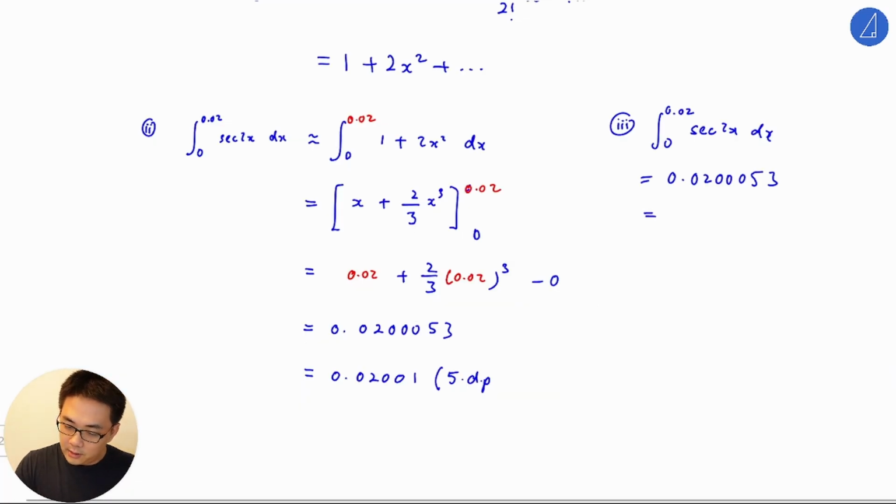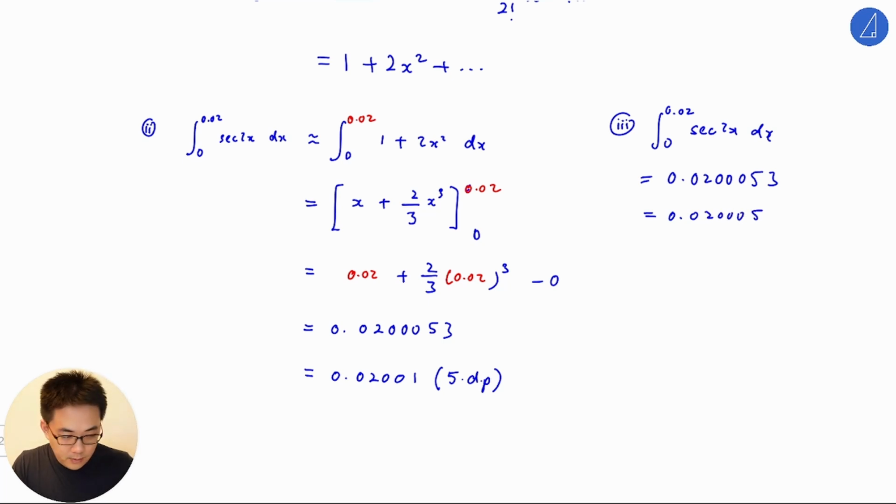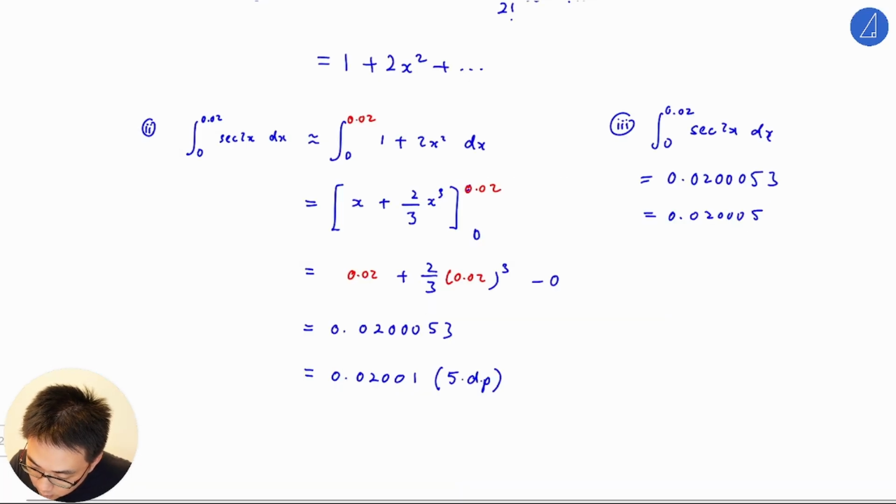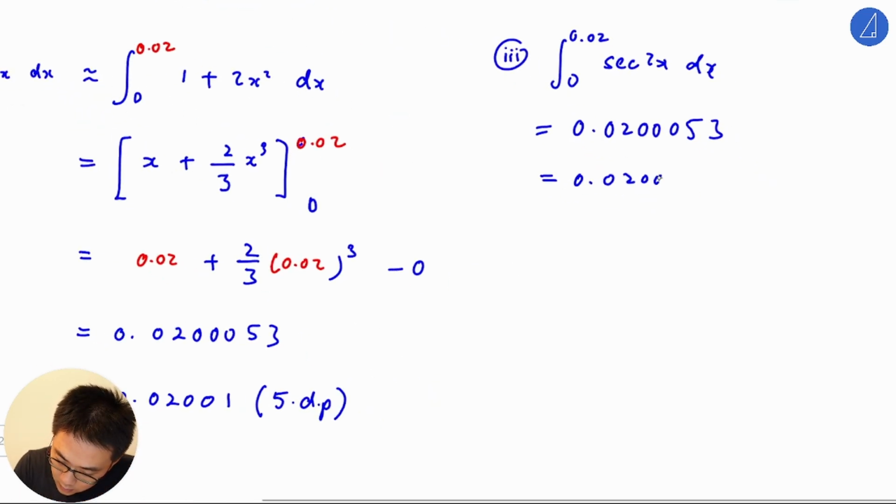So why is it so? 5 dp. Okay, I write 1, 2, 3, 1, 2, 3, 4, 5. So hard to write.